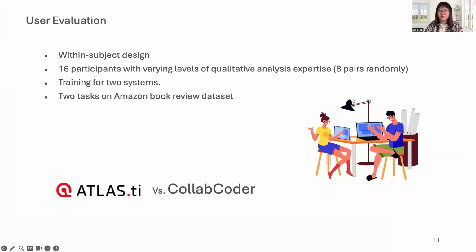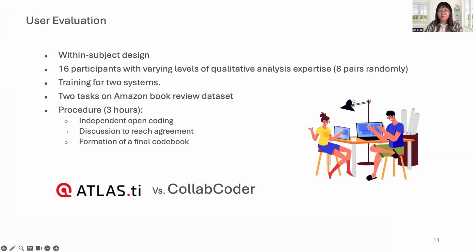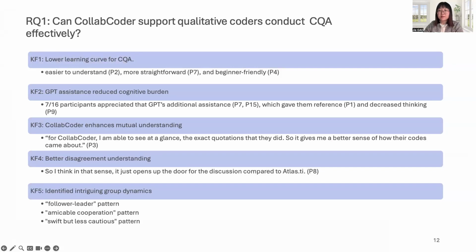During the study, they performed 2 collaborative qualitative coding tasks on an Amazon book review dataset, using Atlas TI Web and CollabCoder respectively, within approximately 3 hours. Each task involved independent open coding, discussion to reach agreement, and the formation of a final codebook. Afterwards, we used thematic analysis to examine the post-study interview data. Our results revealed 5 key findings regarding CollabCoder's effectiveness.